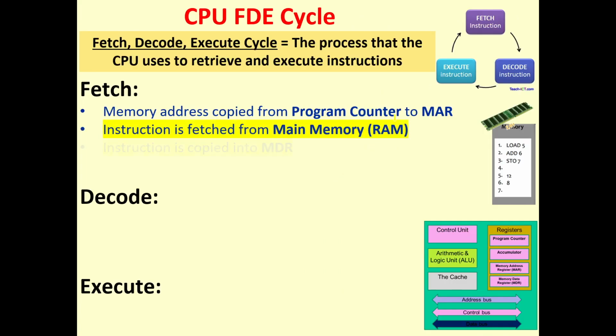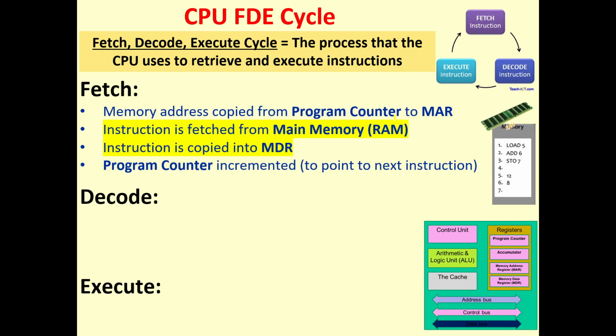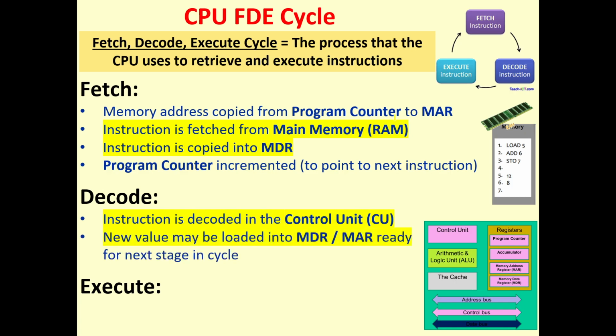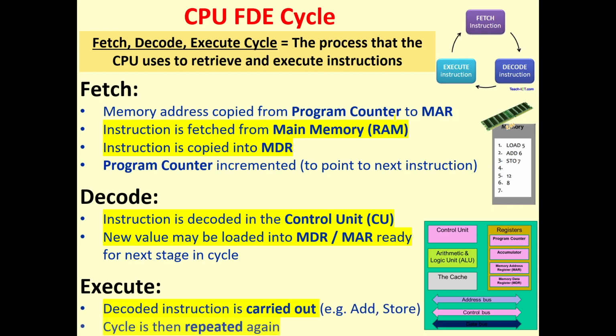Okay, so what do you need to know for the exam? Fetch. The instruction is fetched from main memory and copied into the MDR. If you can remember that, those are 2 points straight away. Decode. The instruction is decoded by the control unit, and a new value may be loaded into the MDR or MAR, ready for the next stage. There are 2 points there as well. Execute, the instruction is carried out, and then the cycle repeats. Those are 2 points for each stage. If you can remember those, that will get you points in the exam if you're asked about the fetch, decode, execute cycle.